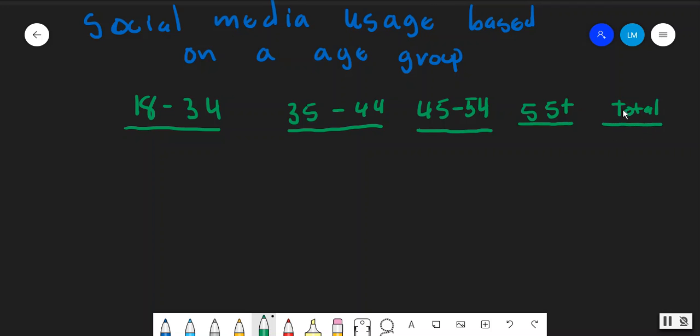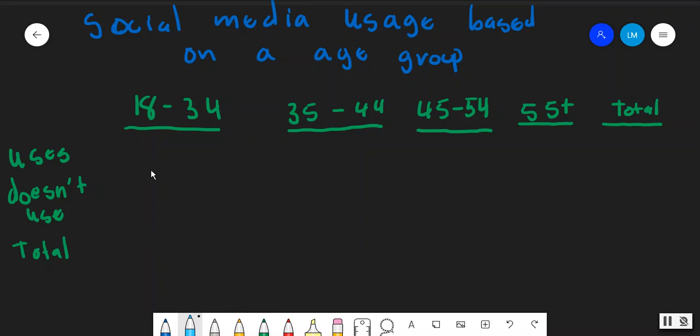Now, this does break down into whether or not the group uses social media or they do not. So we'll just put doesn't use. Now, we just have to assume that this is all based on some type of random survey that did its best to avoid any type of bias.